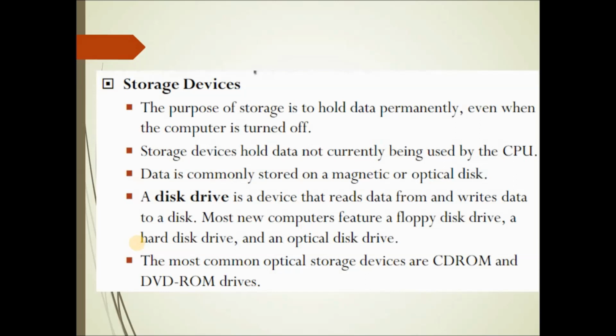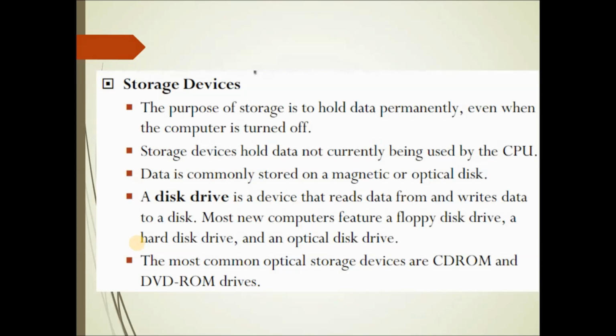The purpose of the storage device is to hold data permanently, even when the computer is turned off. Storage devices hold data not currently being used by the CPU. Data is commonly stored on a magnetic or optical drive, that is the secondary memory, that is permanent. A disk drive is also there.